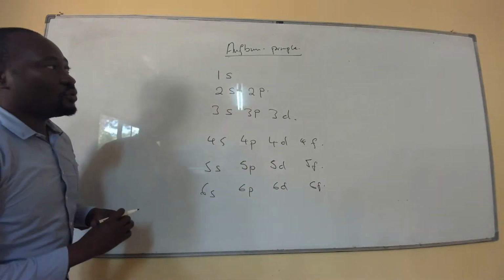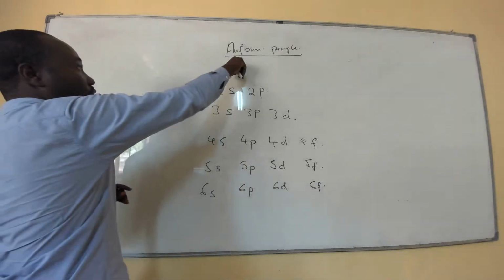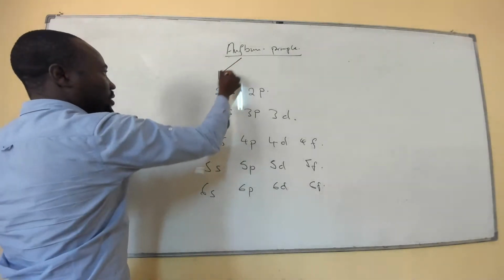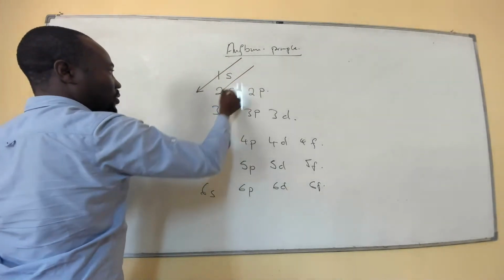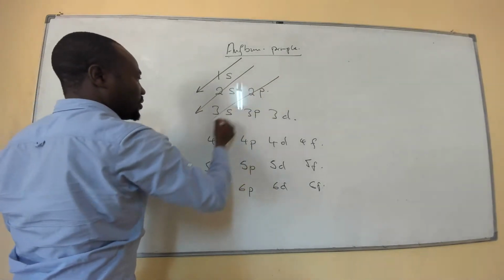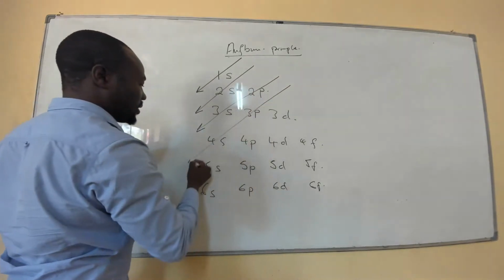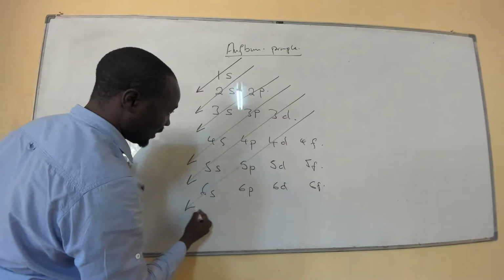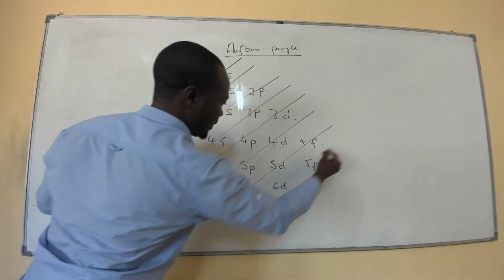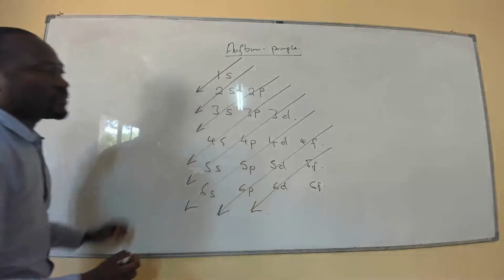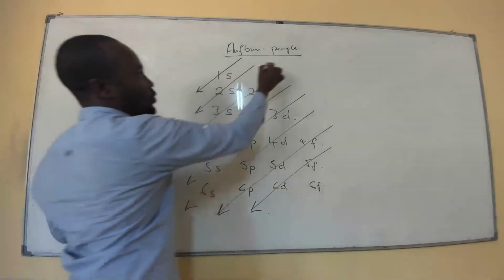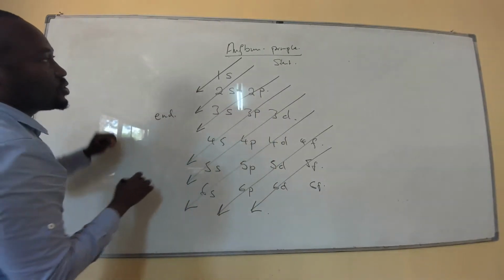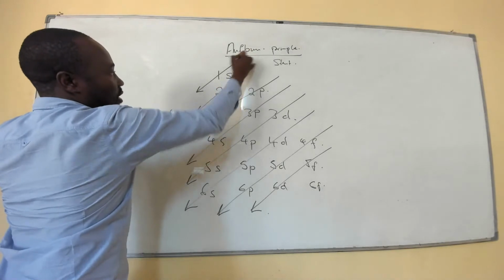Then according to Aufbau, you draw an arrow. The arrow starts from the top coming down and it's diagonal. So the first one goes like this, the second one goes like that, the third one goes like this, the fourth one goes like that, then like this, then like that. You start from here and end here.